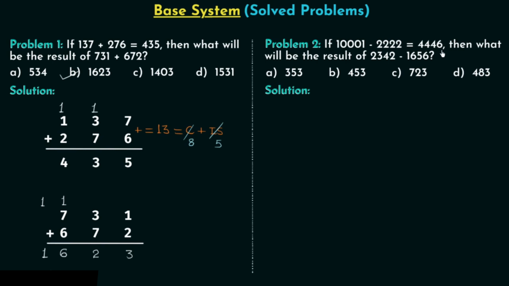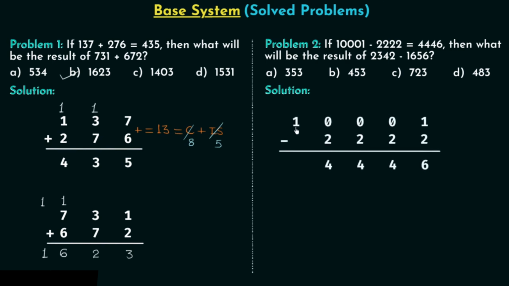In this complete subtraction, the minuend is 10001 and the subtrahend is 2222, and we are getting the difference equal to 4446. And we know we begin the subtraction process from the rightmost digits. 1 is the digit of minuend, 2 is the digit of subtrahend, and we can see that 1 is smaller than 2. And we know whenever the digit of minuend is smaller than the digit of subtrahend, we do the borrowing. So 1 will get the borrow from the next higher place.